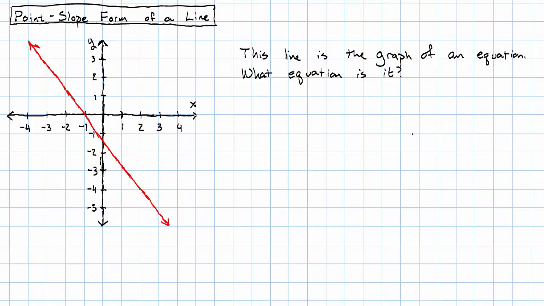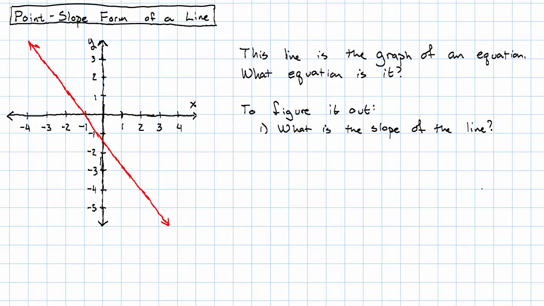I'm going to start with a graph here. Suppose I gave you this line and said, this line is the graph of an equation. What equation is it? Well, there are lots of different ways that you could figure out what equation it is. But the easiest way is to use what's called the point-slope form. Here's how we use this.